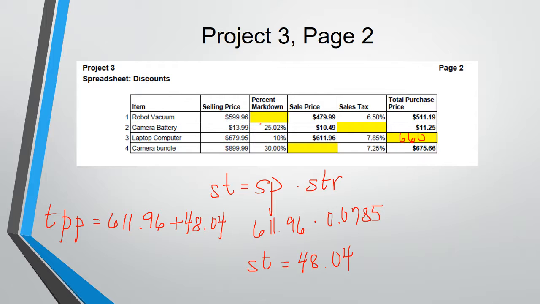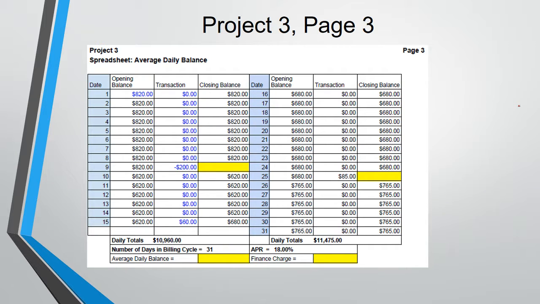Now we're going to focus on the last page. The last page is basically a spreadsheet of your balance for the month. If you notice, we start off with the opening balance. So at the beginning of the month, we have a balance of $820, right? A transaction could be depositing some money, taking out some money, paying off something, purchasing something, whatever the case may be. If you notice the first few days, this person had no transaction. So if you have no transaction, that means your closing balance will be the same as your opening balance.